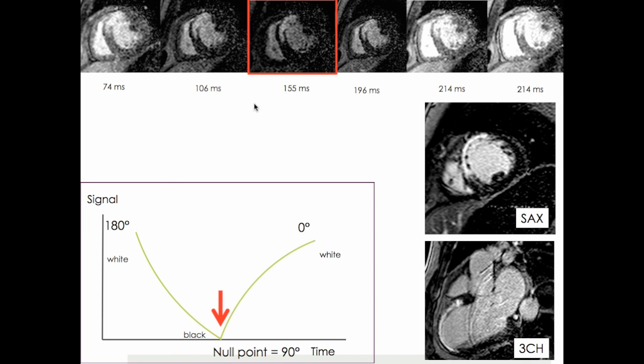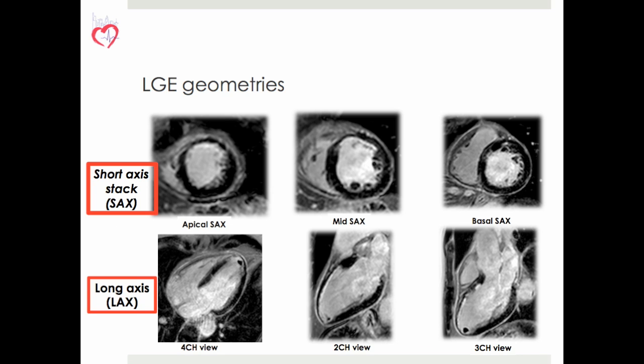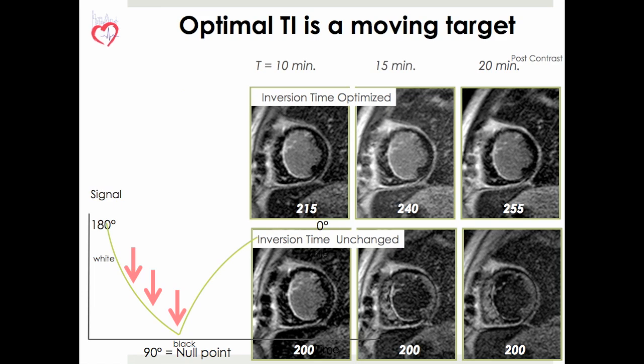We are trying to identify the image with the greatest contrast, that is, between the black myocardium and white scar, providing a prepulse delay time, which we use in subsequent late gadolinium enhancement imaging in short axis and long axis acquisitions. Optimal TI is a moving target. That means that our null point, the optimally chosen prepulse delay for black myocardium, with time starts moving along the curve on the left-hand side towards the brighter images.